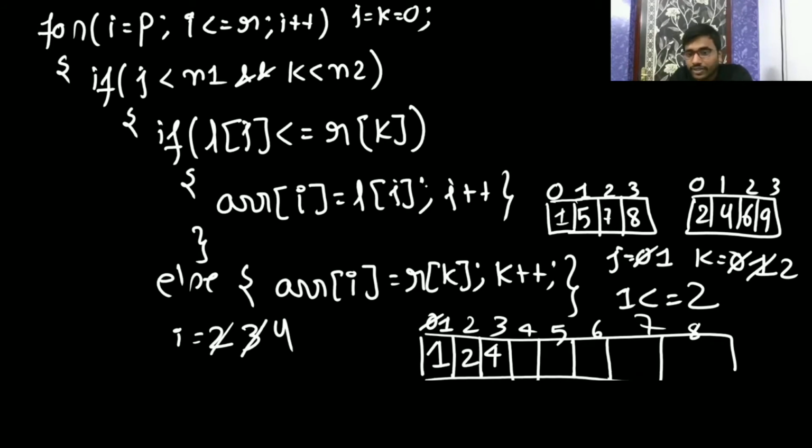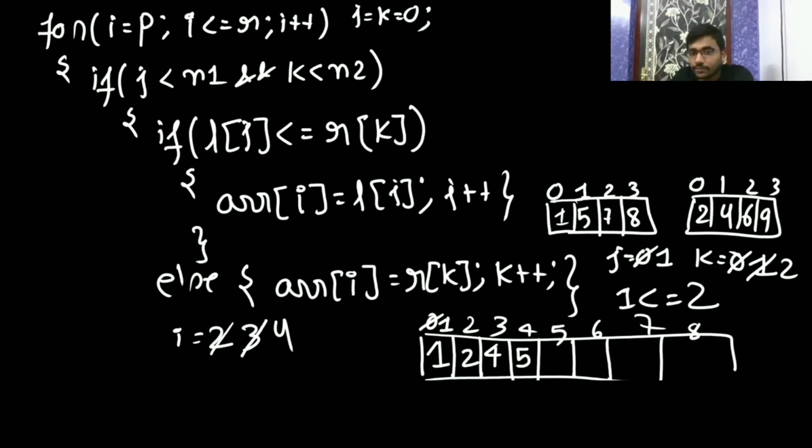Now it will check. Left of 1 is having 5, and compare with right of 2, which is 6. Now 5 and 6, it will compare. Is 5 smaller than or equal to right of 2, which is 6? Yes, 5 is smaller than 6, so it will store 5 in the array. So in array of 4, it will store 5.